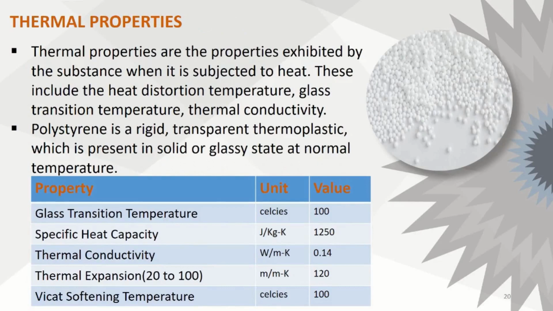Okay, now I am going to talk about thermal properties. Thermal properties are the properties exhibited by the substance when it is subjected to heat. These include the heat distortion temperature, glass transition temperature, thermal conductivity. Polystyrene is a rigid, transparent thermoplastic which is present in solid or glassy state at normal temperature. Thermal properties table is in this slide. Properties are glass transition temperature, specific heat capacity, thermal conductivity, thermal expansion, and Vicat softening temperature.